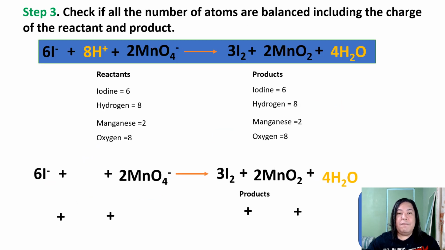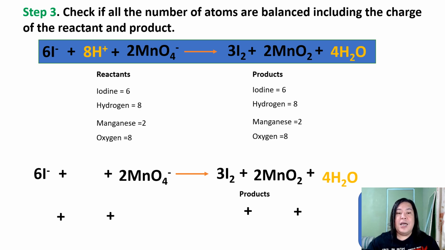So for your step 3, check if all the atoms are balanced, including the charge of the reactant and product. So check muna natin if all the atoms are balanced. In the reactant side, we all know that iodine here is 6, dito 3 times 2, 6. Hydrogen is 8, 4 times 2, so hydrogen is also 8. In the product side, manganese is 2. The number of atoms of manganese in the reactant side is 2, as well as in the product side, it is also 2.